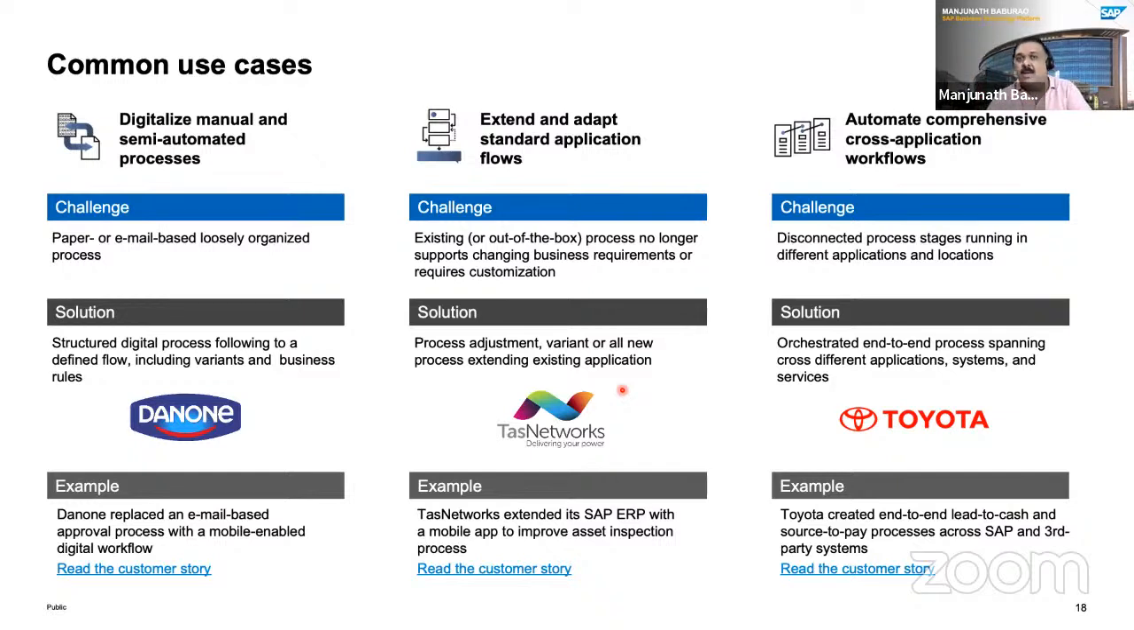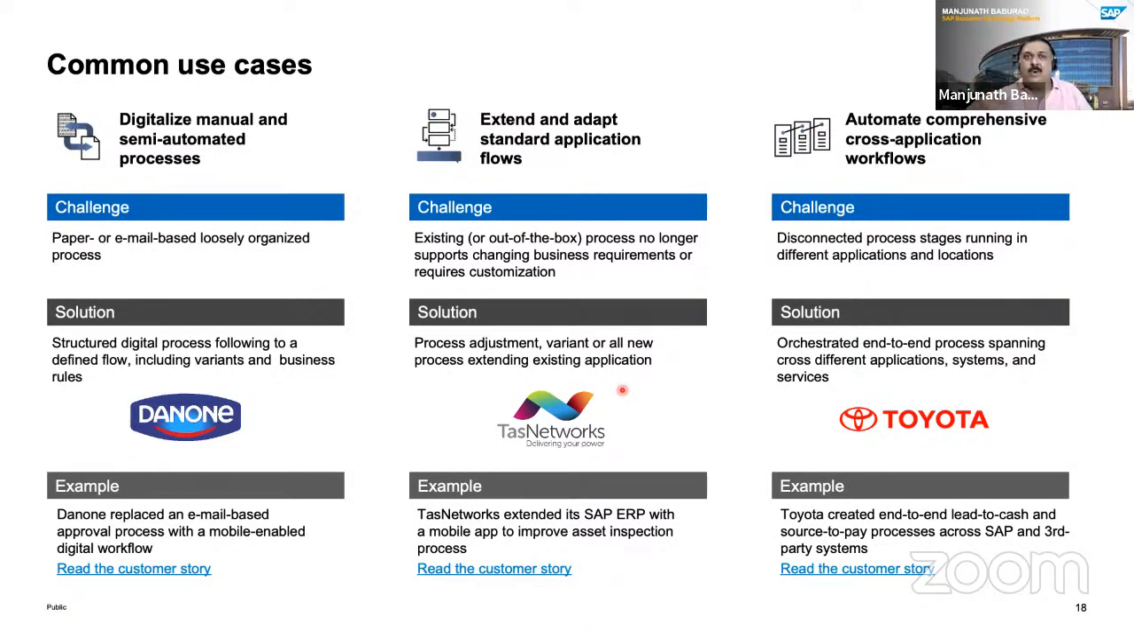Now, the third one is also very, very important. Many of the times you might have processes which are fully automated, but only within the scope of one particular application, right? Like even for SAP, if you look at it, there might be a process which is fully automated within S/4HANA Cloud. There might be a process which is fully automated within SuccessFactors.